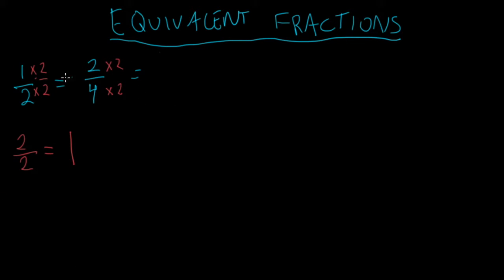So if we skip count, 1, 2, 3, 4, 5, 6, we're just counting. And then on the bottom, we're counting by 2s. 2, 4, 6, 8, 10, 12. And again, this goes on forever. So there are actually an infinite number of ways that we can write 1/2. Starting with 1/2, we can just keep going on and on and on.